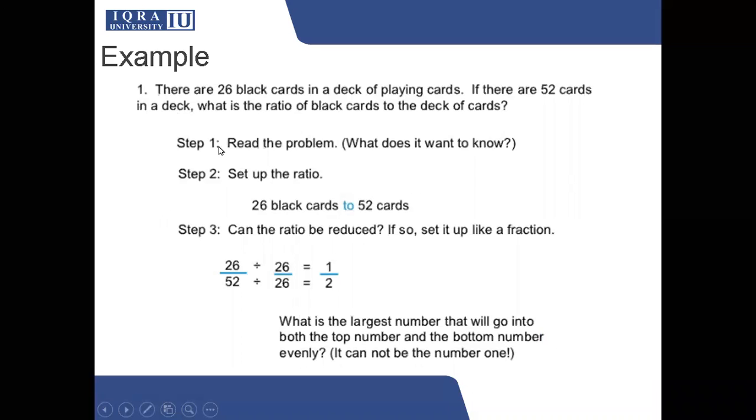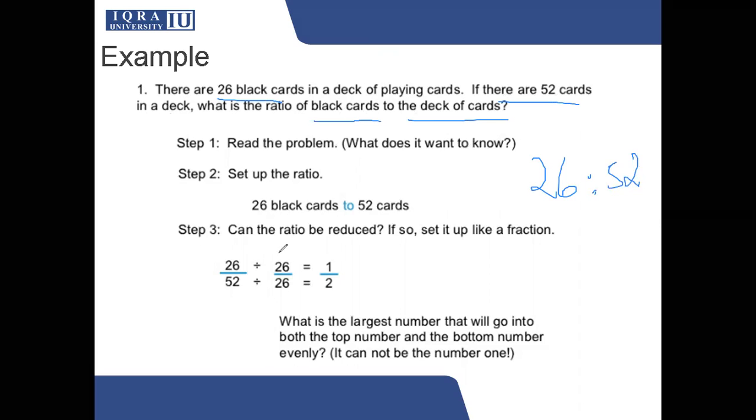Let's take another example. There are 26 black cards in a deck of playing cards. If there are 52 cards in a deck, what is the ratio of black cards to the deck of cards? So, the ratio of black cards to the deck of cards. What are the number of black cards? We have 26. So we write down the number 26. And to the deck of cards, the total number of cards in the deck, and those are 52 cards, right? So 26 ratio 52, this is your ratio.